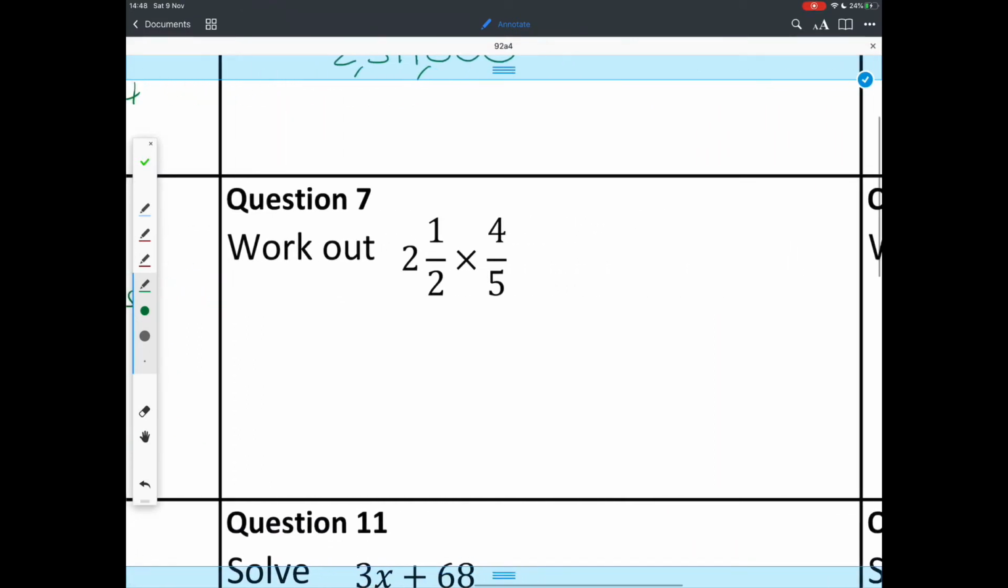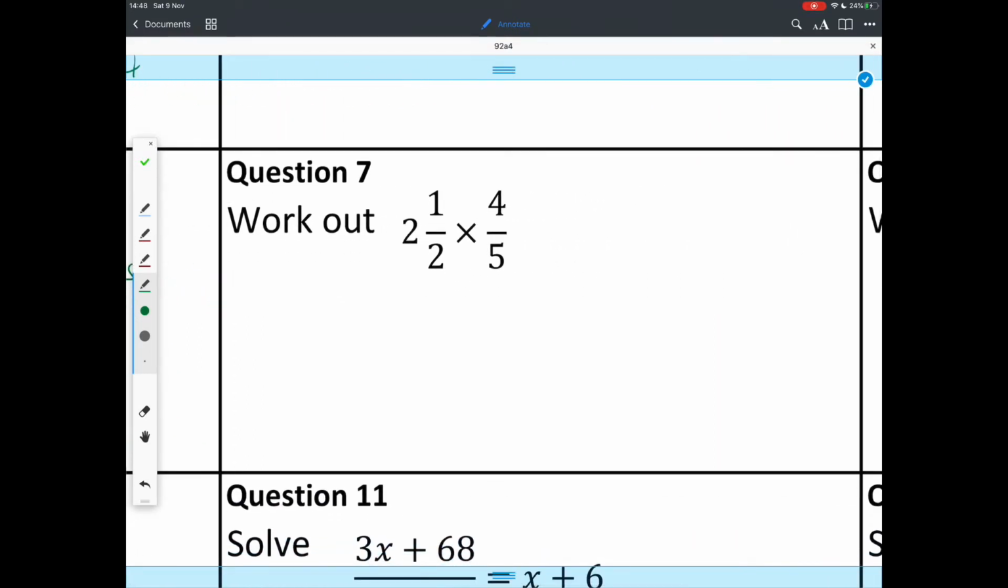With this next question, we're multiplying the fractions, but what we need to do, of course, is we don't want to work with a mixed number if we can help it. So let's have a look. Let's convert this to an improper fraction, and what we do is we take the denominator and we multiply it by the whole number. So 2 times 2 is 4. Then we add the numerator, which is 5. So this number becomes 5 over 2 multiplied by 4 over 5.